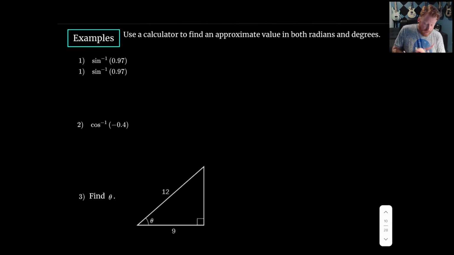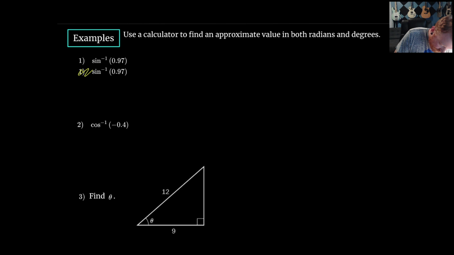Okay, next we are going to use a calculator to find some approximate values here. Since our goal with these inverse trig functions is to find an angle, a lot of those times these ratios that we're going to have are not going to be these perfect trig values that are going to work out nicely. We're going to need to use a calculator to approximate here.